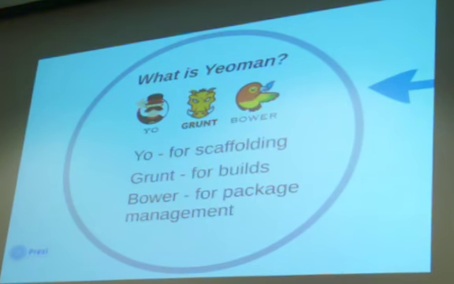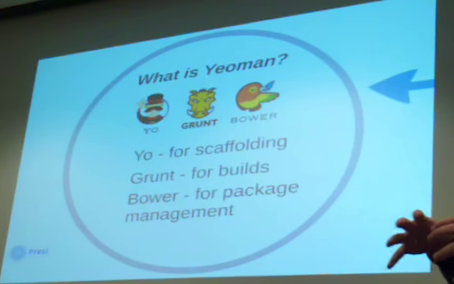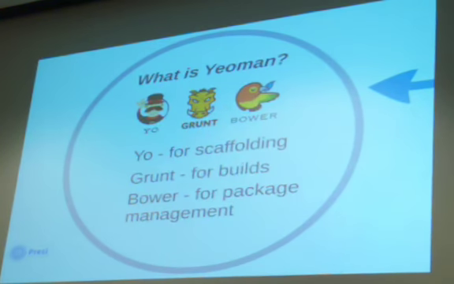And you can kind of see Yo is from Yeoman. Yeoman is some sort of knight. I think the guys at the Tower of London are actually Yeoman. They wear those hats, I know. A Bower is obviously a bird. They store little shiny things inside of a house. So you can kind of think of Bower as package management, storing your packages inside your Bower. And Grunt's a warthog. I have no idea why Grunt is a warthog.